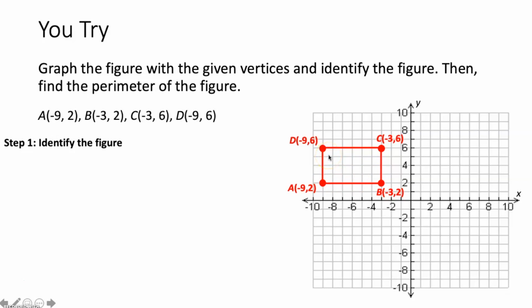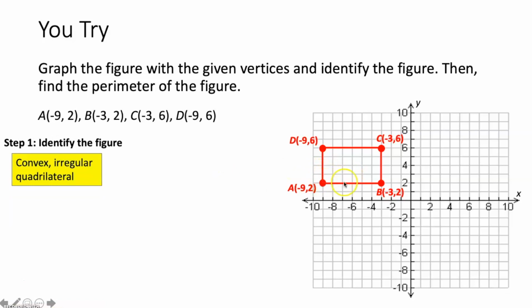It also has to be equilateral. Do all the side lengths look congruent? Well, actually, these side lengths look longer than these side lengths, right? So, technically, this would not be a regular polygon. It would be an irregular polygon. It would be a convex, irregular quadrilateral.